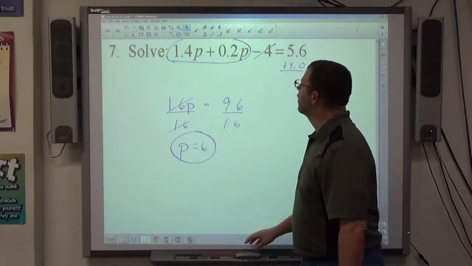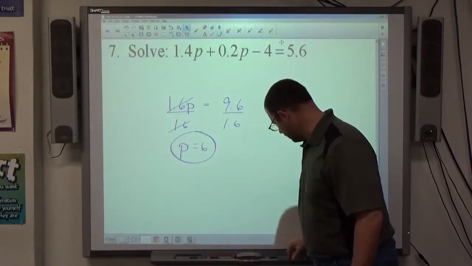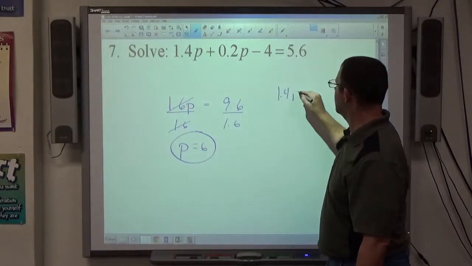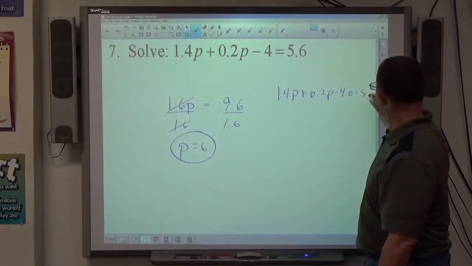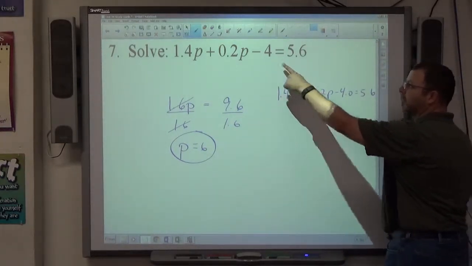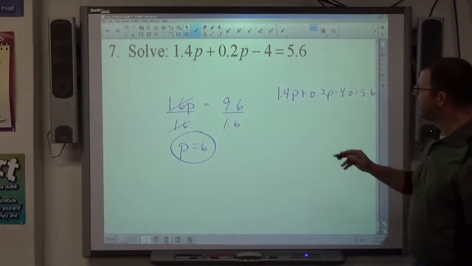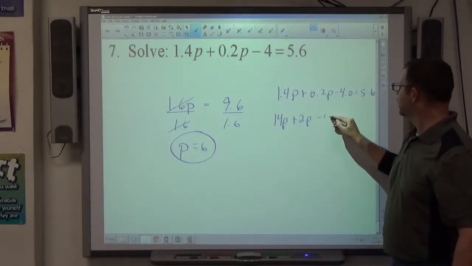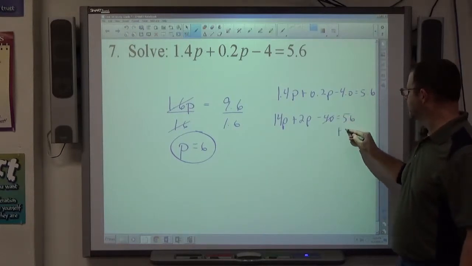One other thing we could have done on the same problem that you may prefer to do, and it's up to you if you want to decide to do this or not. If I have decimals, if I get everything down to the same number of decimal places, one decimal place, this doesn't have any to begin with, so 0.0 has 1, 5.6 has 1. Then you drop all the decimals off, 14p plus 2p minus 40 is equal to 56. Get it as a non-decimal problem.